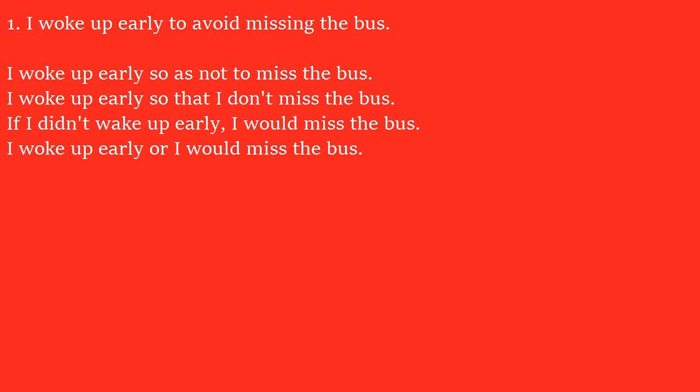Sentence number 1. I woke up early to avoid missing the bus. I woke up early so as not to miss the bus. Now, this is one way in which this sentence can be written. The other way can be, I woke up early so that I don't miss the bus. So if you have to use "so" in the sentence, you can use it in either of the two ways: so as not to miss the bus, or so that I don't miss the bus.